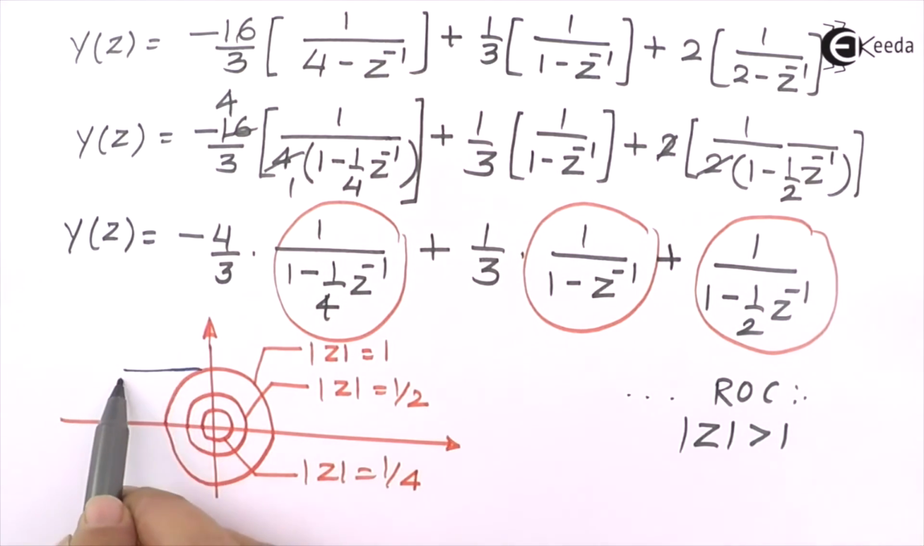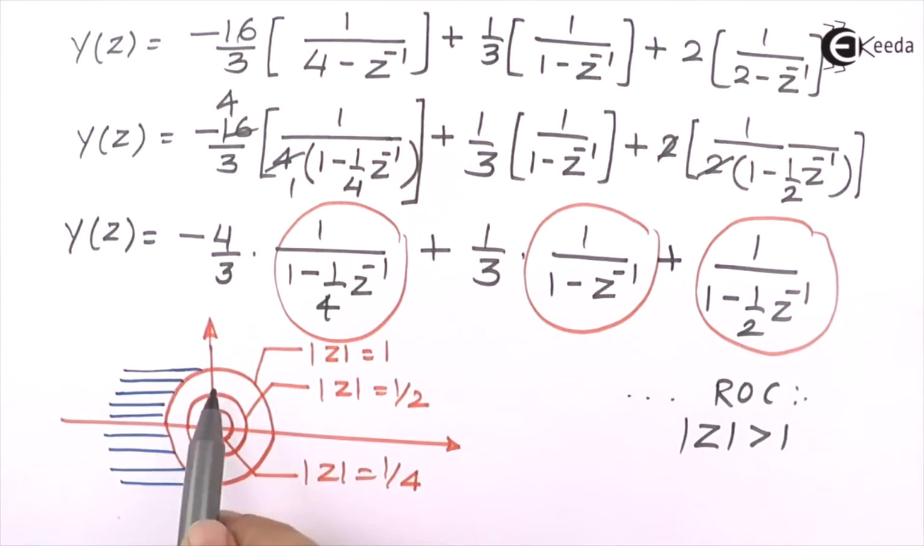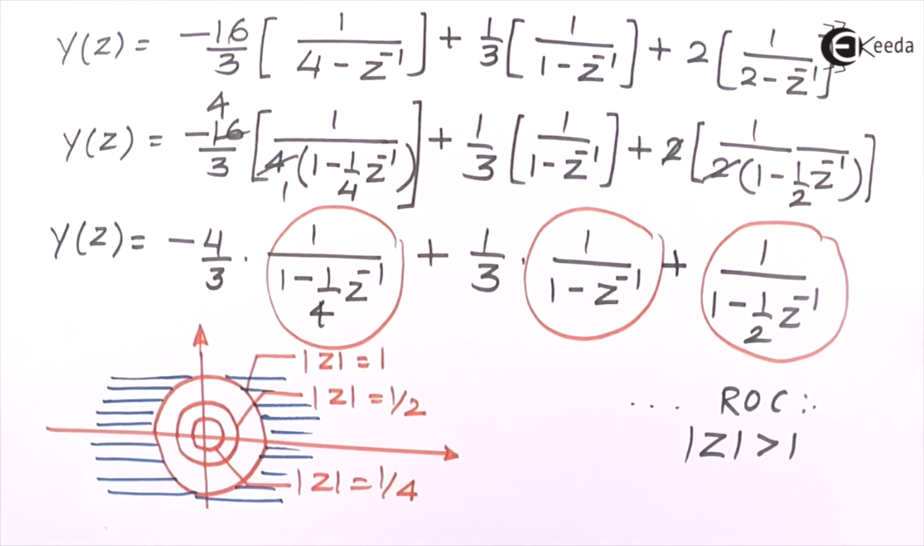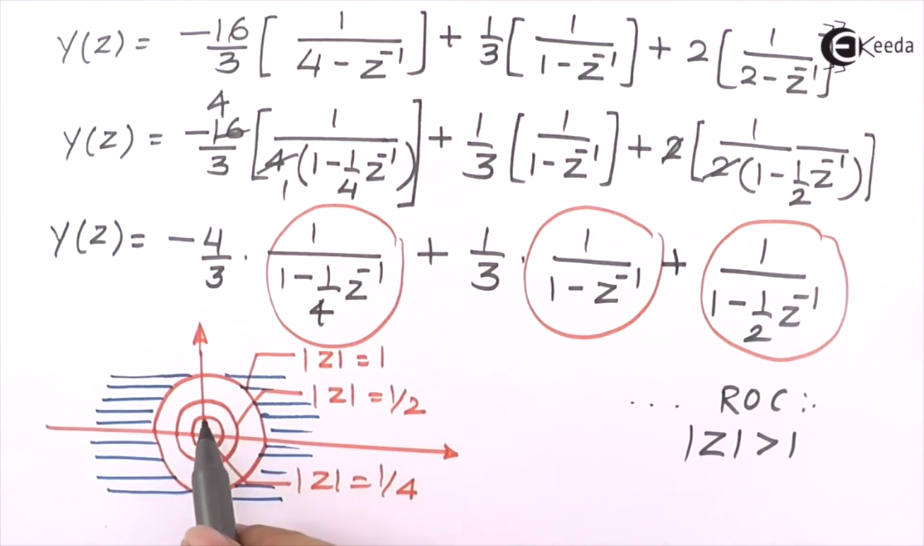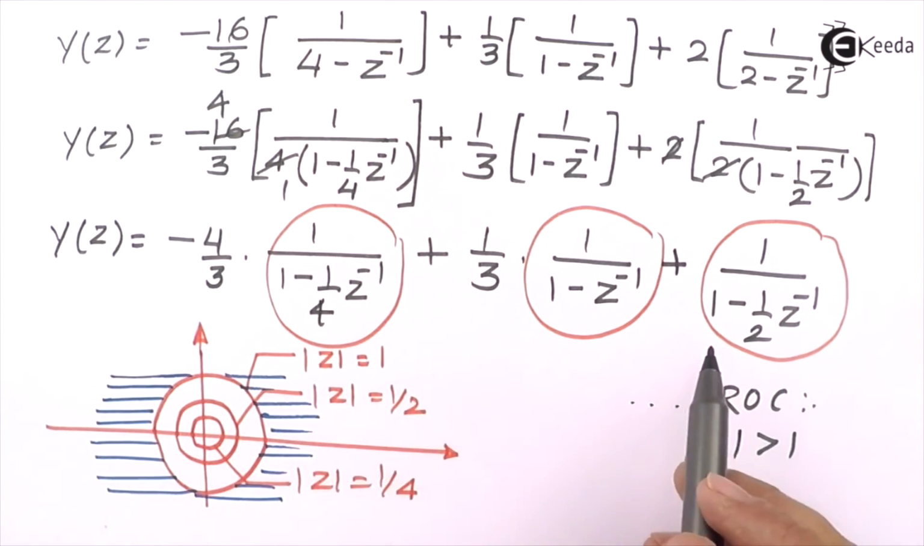So it is outside the outermost circle. Since the ROC is outside the outermost circle, obviously it is exterior to the remaining circles as well. So for all the circles, the ROC is outside the circle. Outside the circle means we are having u of n in the expression of each term.